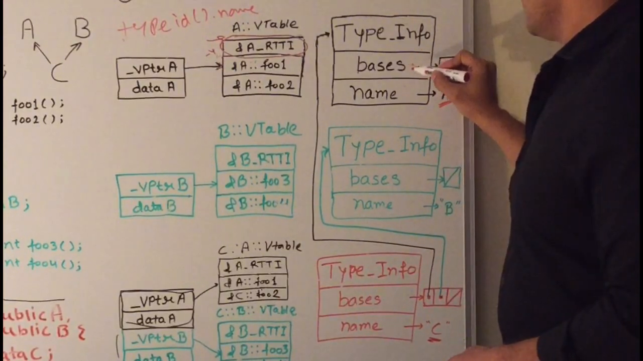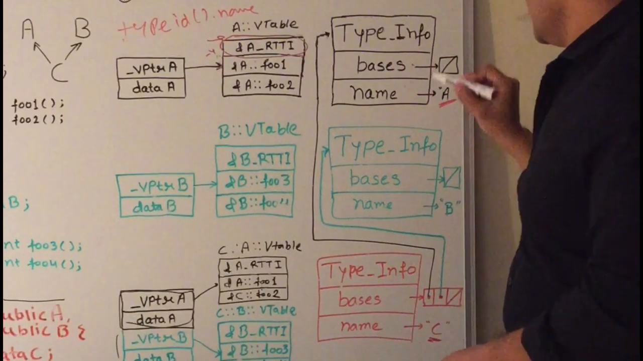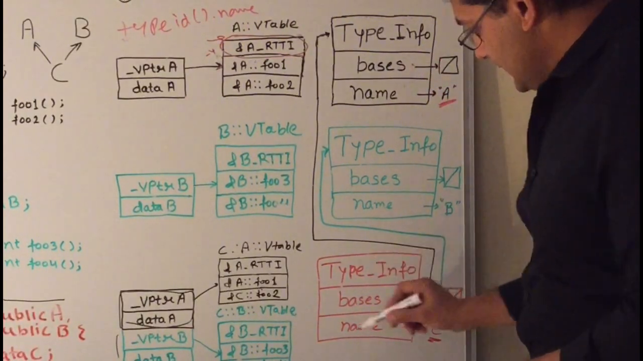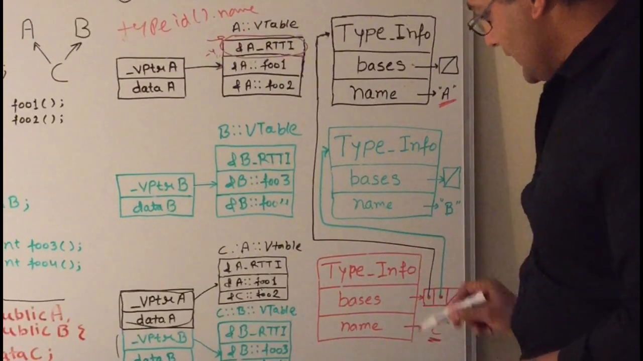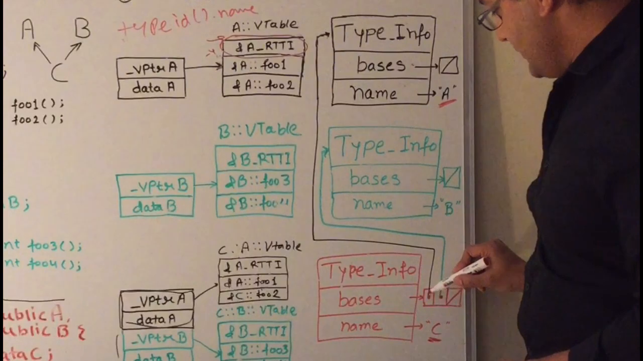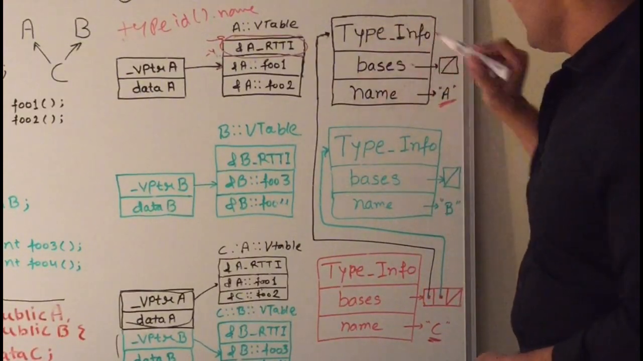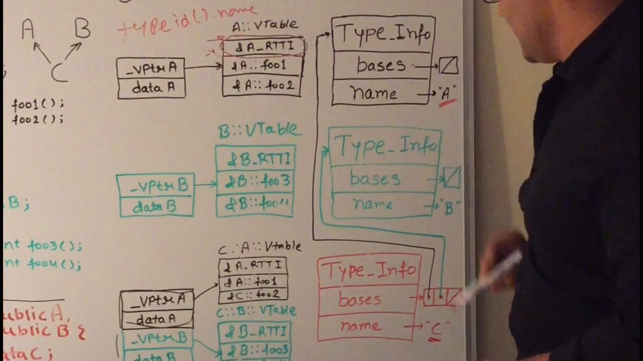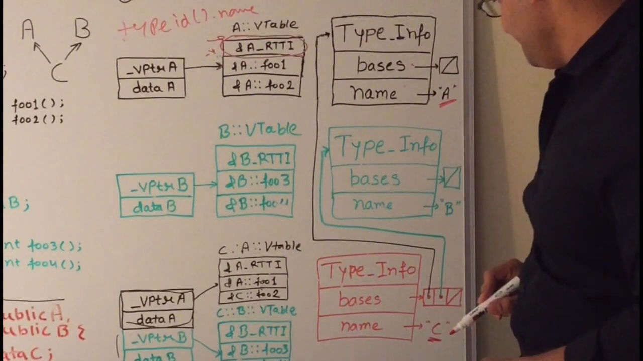Another interesting member is basis. It maintains a list of base classes. In the case of the derived class type info, basis has two members. The first element points to the type info of class A. The second element points to the type info of class B.